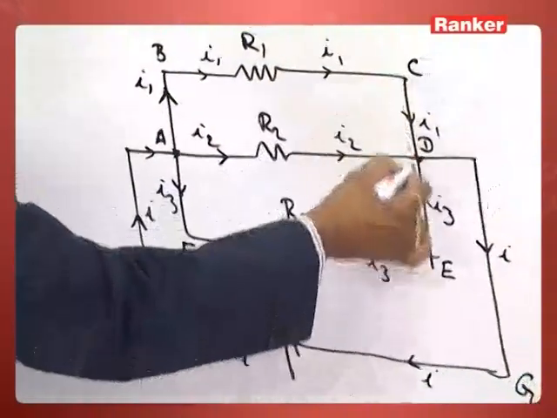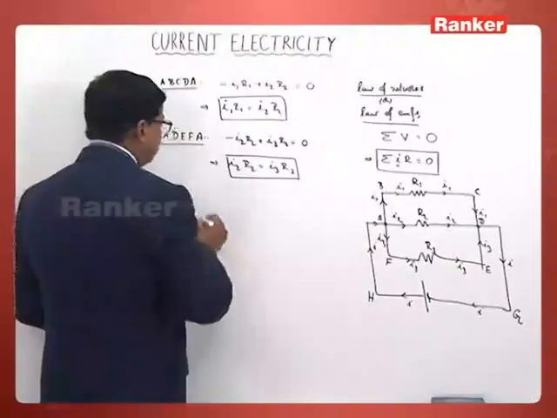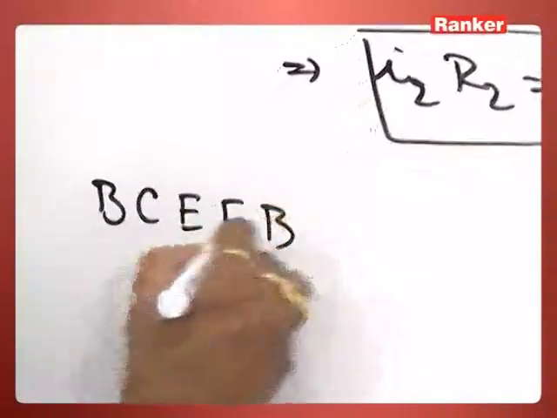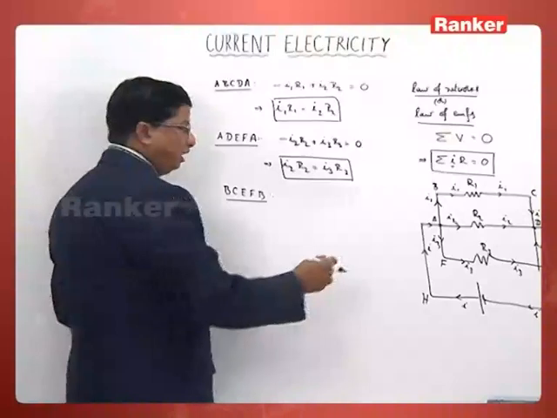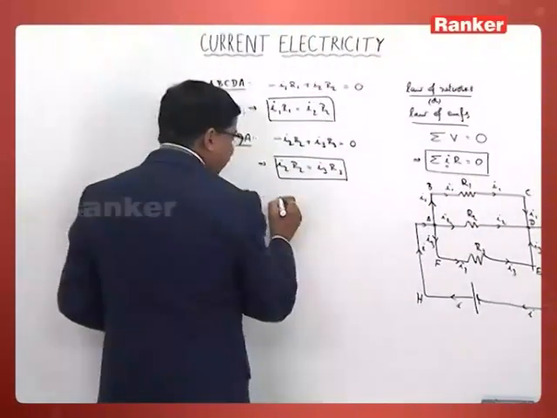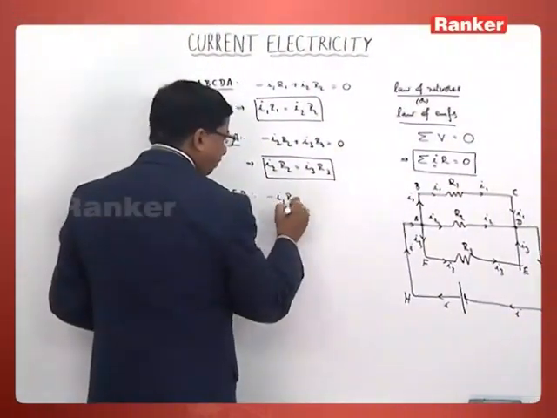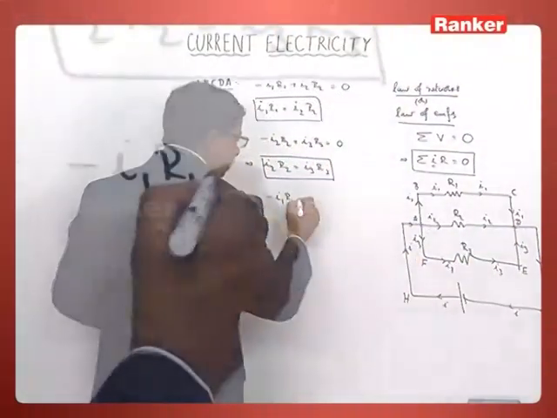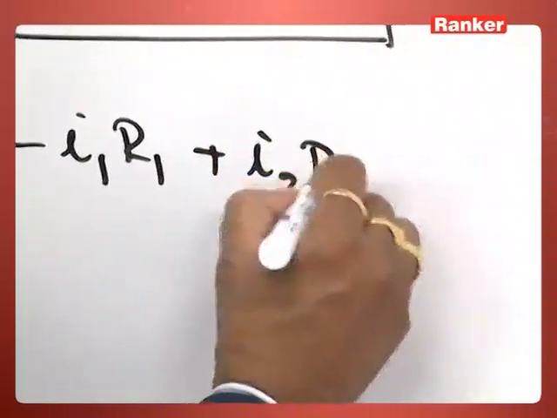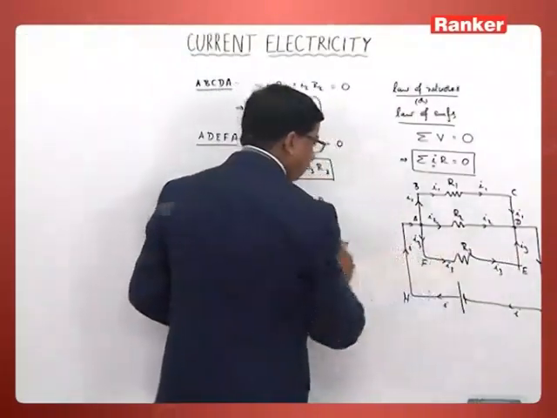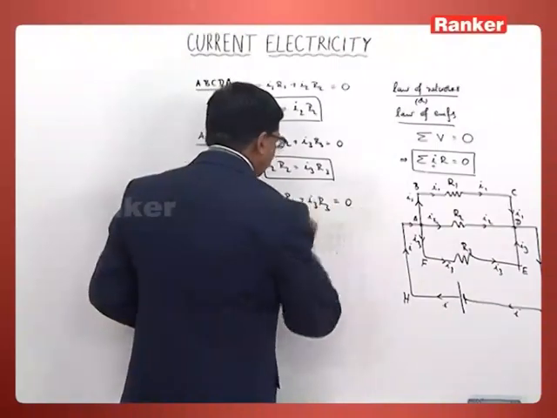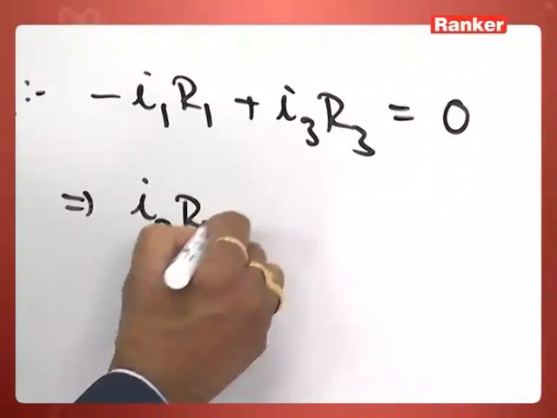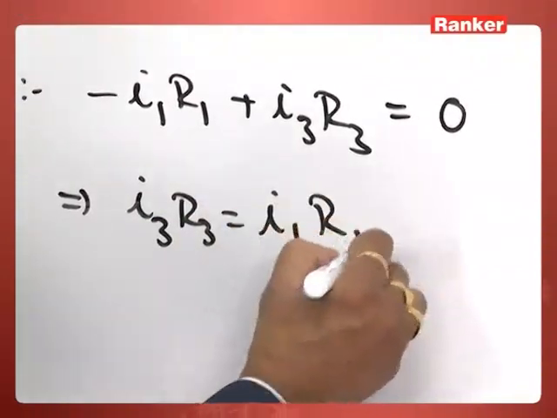Suppose I take BC, EFB. Directly now you can write. In BC, it's minus I1 R1. In CE, value will be 0. Plus I3 R3 that you come across in this case in EF is equal to 0. So what do you find once again here? I3 R3 is equal to I1 R1.